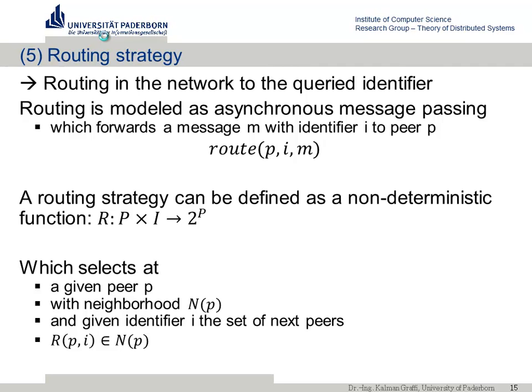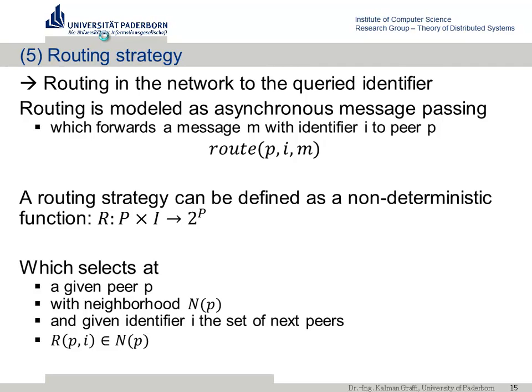The routing strategy. Now that we have the network and we have the responsibilities of peers and identifiers, we can find peers which are responsible for given identifiers. That's what we are looking for. So routing in the network to acquire an identifier. We know the address of the content, and we want to send out a message that finds us the peer which is responsible. That forwards a message M with identifier E to P.